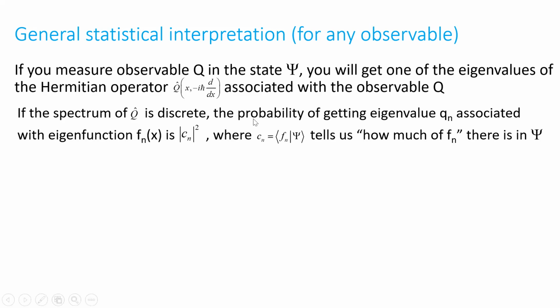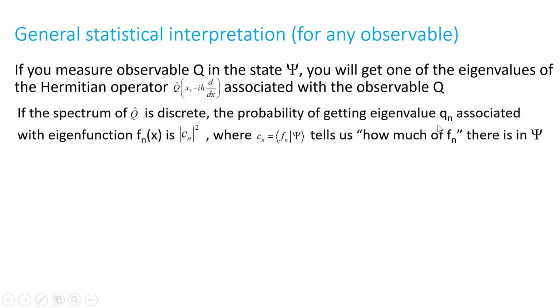whether it's infinite or finite, the probability of getting the eigenvalue Qn associated with the eigenfunction Fn is Cn squared, where Cn is the overlap of the eigenfunction with the state psi. And it basically tells us how much of that eigenstate is contained in the wave function psi.